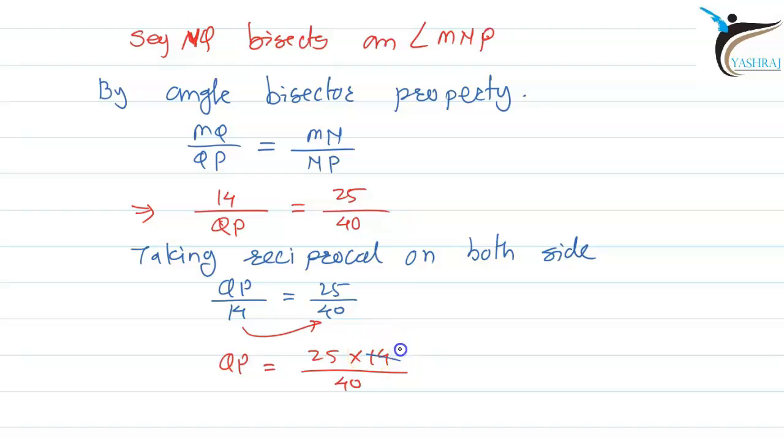Now 2 sevens are 14 and 2 twos are 4, with 1 zero, that means 2 twos are 40. So 25 into 7 is 175, divided by 20. Now both numerator and denominator are divisible by 5. 5 threes are 15, remainder is 2, it generates 25, so 5 fives are 25, and 5 fours are 20. So we are getting 35 divided by 4.